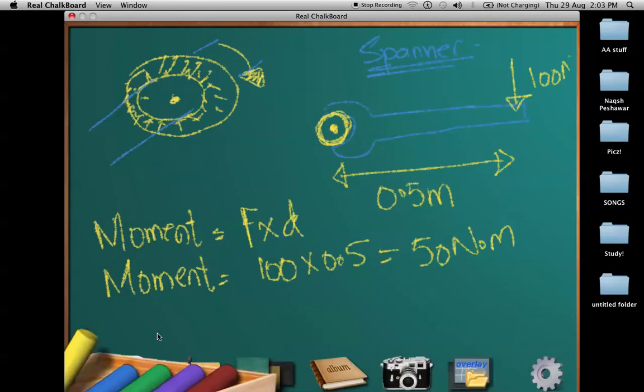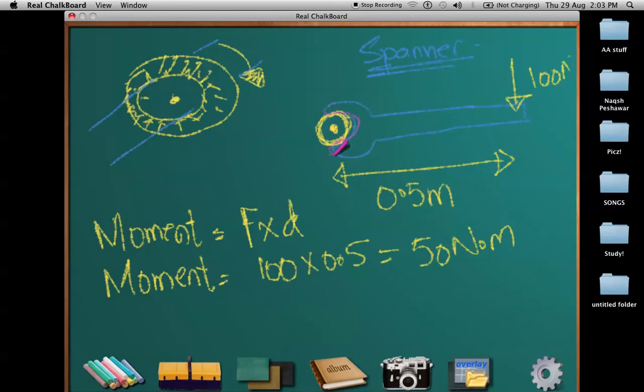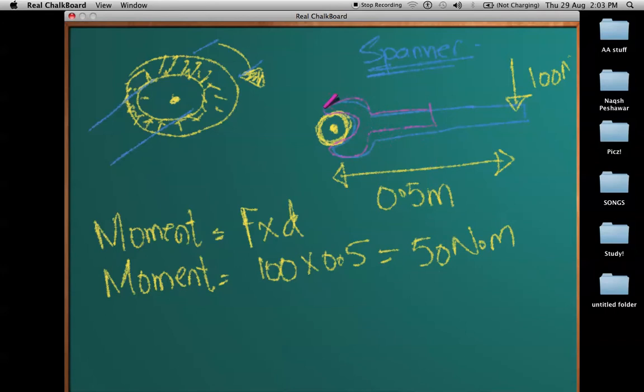However, if I use a shorter spanner, let's say this is my shorter spanner, and I'm using this to turn this around, and I'm applying the same force, 100 newtons. This distance is 0.25 meters from the pivot. You would see that if I find the moment, I would get 100 times 0.25, which is 25 Newton meter.